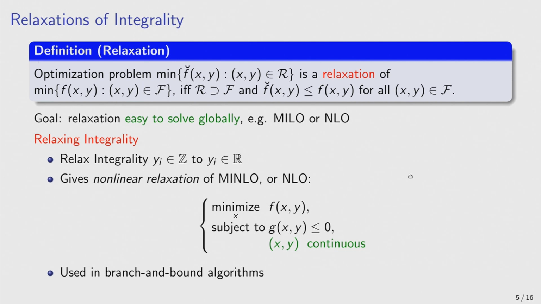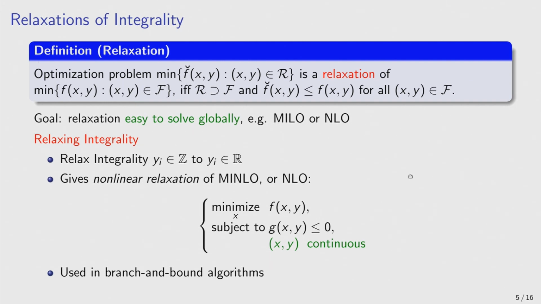So one way to do this is to relax the integrality. Instead of saying y_i is an integer, we say y_i is a real. And that gives, for example, a nonlinear optimization problem. So this is one particular relaxation that we can use. And this is used in what we'll see later on is a branch and bound algorithm.